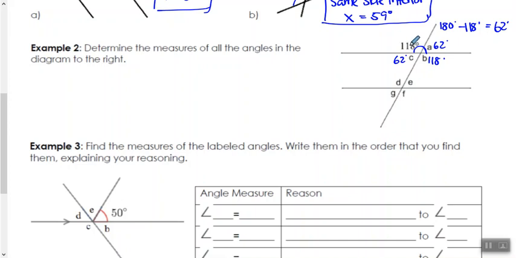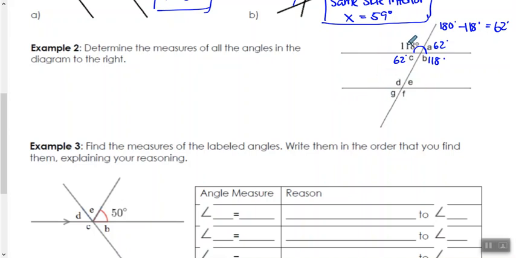I also could have looked at this 118, seeing that this 118 and C are also on a line. 180 minus 118, get 62. I also could have realized, since I already have this 118 over here, that the same thing could be applied. So C and B are on a straight line, so they will add up to give you 180 degrees. They will be supplementary.